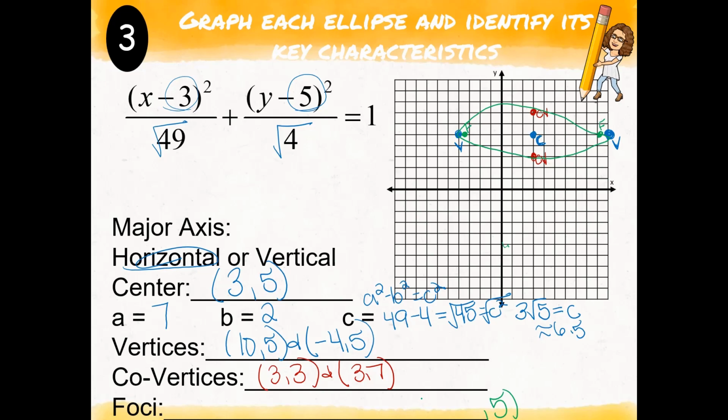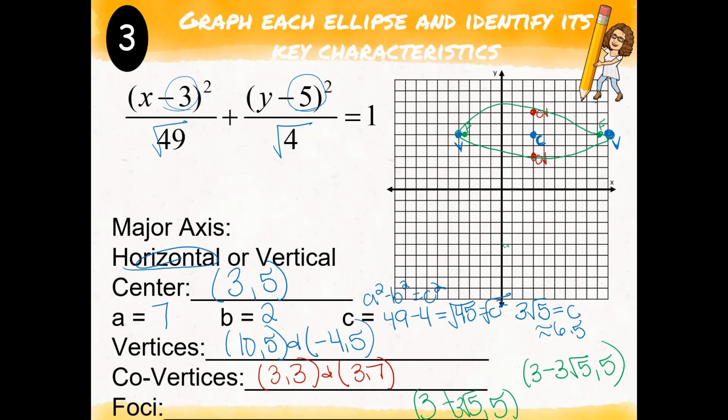So I'm going to write that I started at 3, because that's where I started, and then I added 6.5, which is the same as 3 square root of 5. So I started at 3, I added 3 square roots of 5, comma 5. That's this ordered pair right here. But I also went to the left 3 square roots of 5. So I'm going to say I started at 3 and I subtracted 3 square roots of 5. That is the left side's ordered pair.